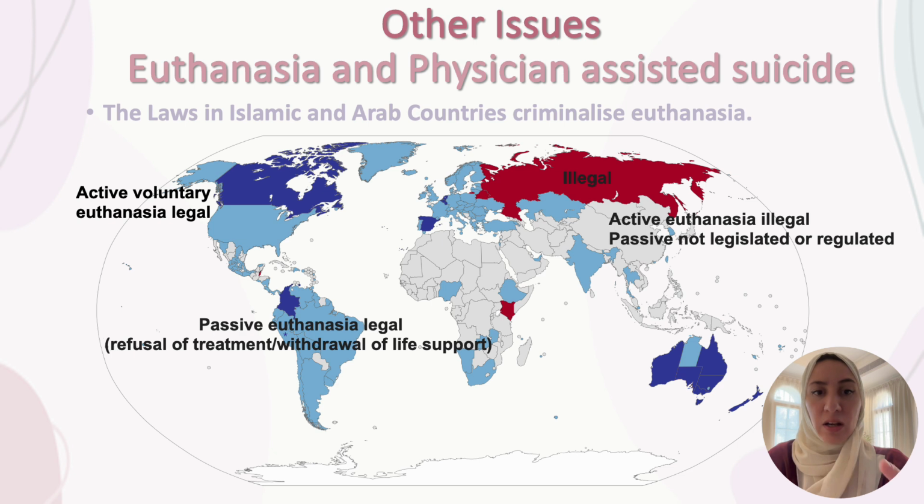Regarding the law, in Islamic and Arab countries, euthanasia is criminalized. But still, as you can see in the gray color, active euthanasia is illegal, but the passive one is not legislated or not regulated. The one in red color means it's illegal, like in Russia. And in dark blue, active voluntary euthanasia is legal.